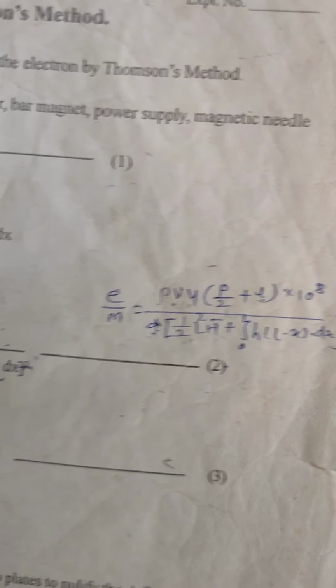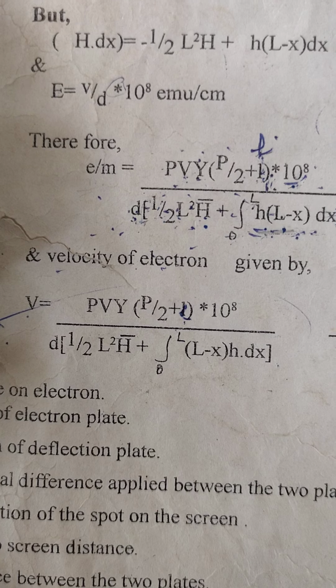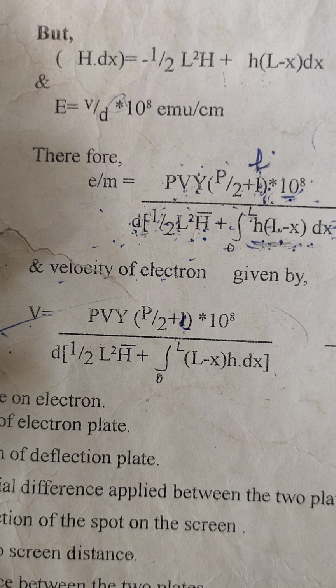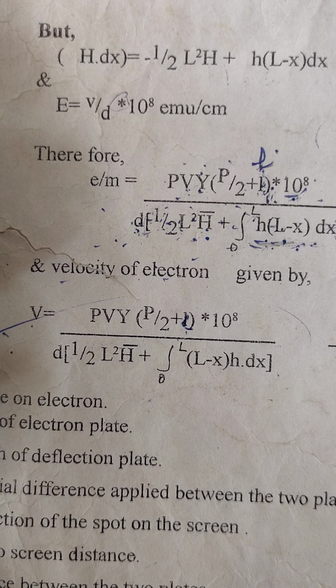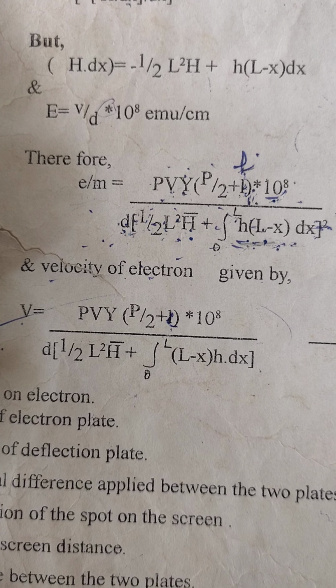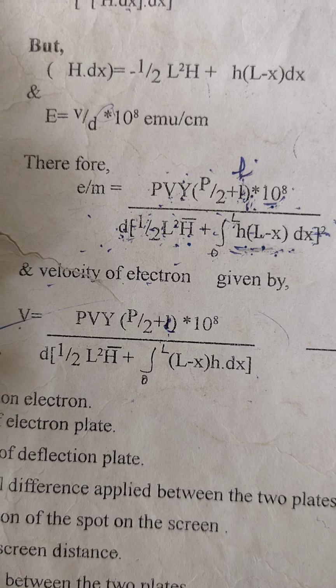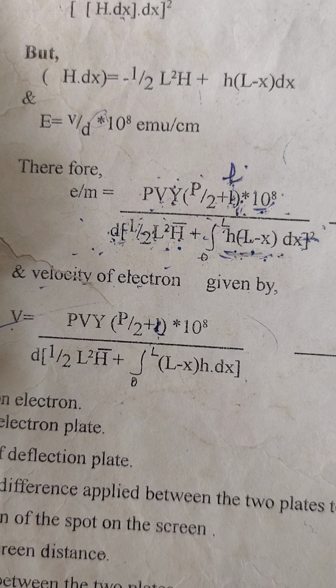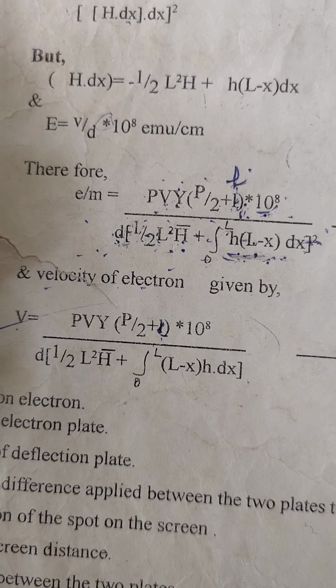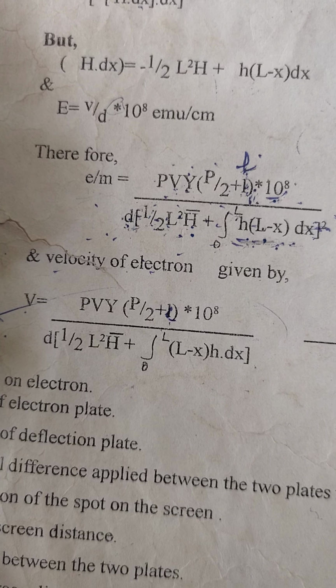Similarly, here using this formula for velocity of electron, that is V is equal to P V y in bracket P by 2 plus small l, it is again into 10 to the power 8 divided by d in bracket 1 by 2 L square H average plus same integration 0 to L h into L minus x dx. No square is there here.